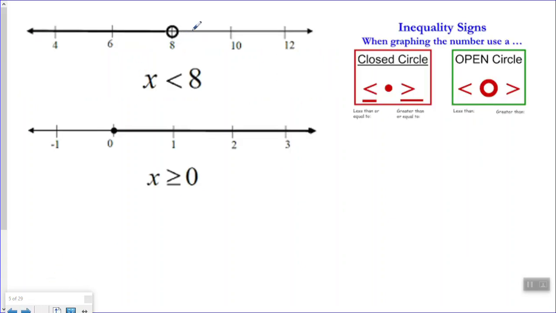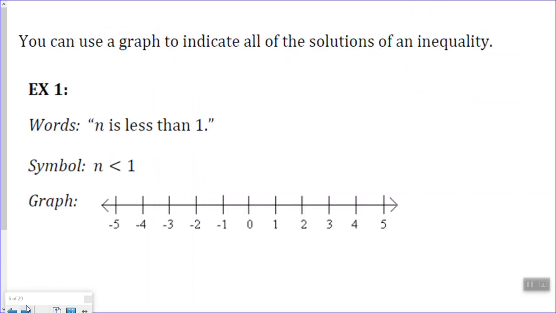Okay, so this is an open circle, x is less than 8. Open circle, less than or greater than. This is a closed circle, x is greater than or equal to. So remember these. So you can use your graph to indicate all of the solutions of an inequality.